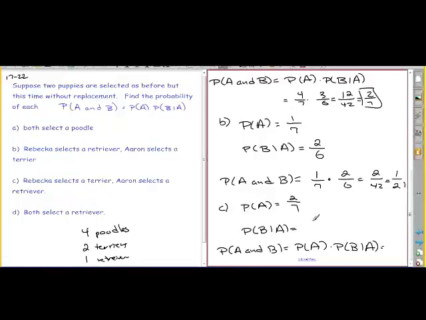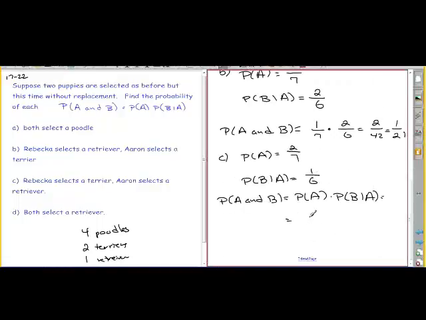So Aaron selects a retriever. So how many retrievers do we have to choose from? 1. Yeah. So picking the terrier didn't affect the number of retrievers, and the number of dogs to choose from are 6 or 7. Because I've taken one of the terriers, so I had started with 7 dogs, so there's now only 6 dogs left.